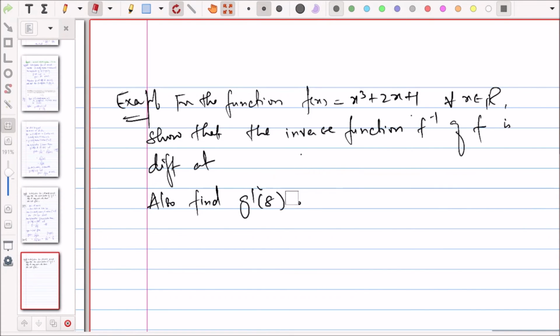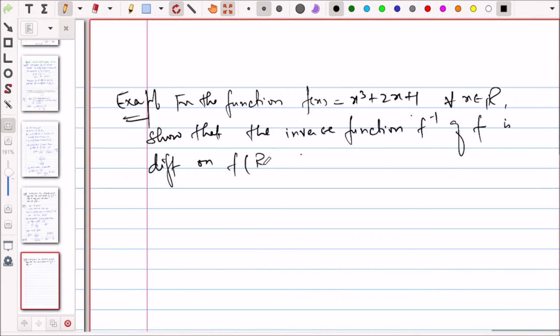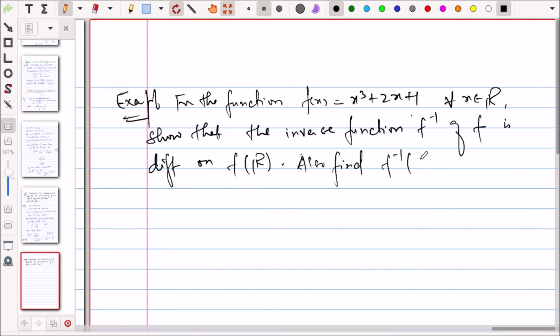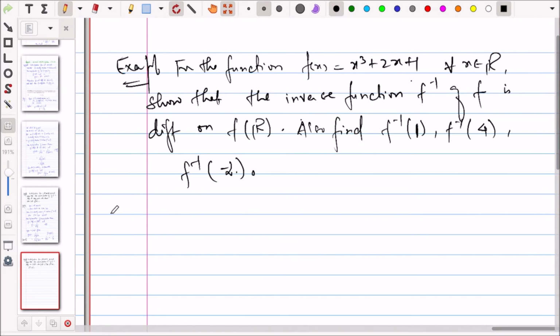on f of R. Also find f inverse of 1, f inverse of 4, and f inverse of, say, -1. -1 आएगा ये किसी पे, अगर इसमें हमने -1 लिया तो this is -1 -2. ठीक है. f inverse of 1, 4 and -2. Yes, so all these values we have to find. चलो बताओ इसका solution.